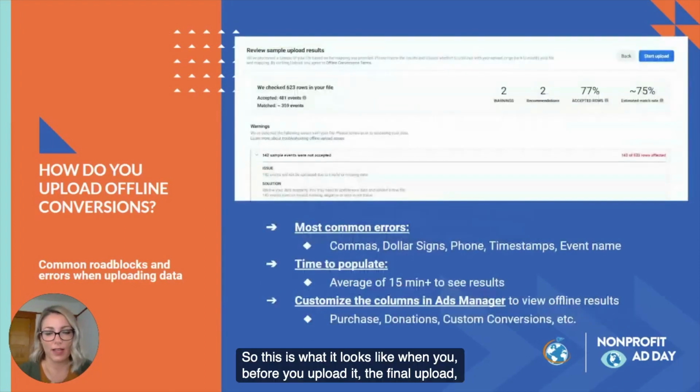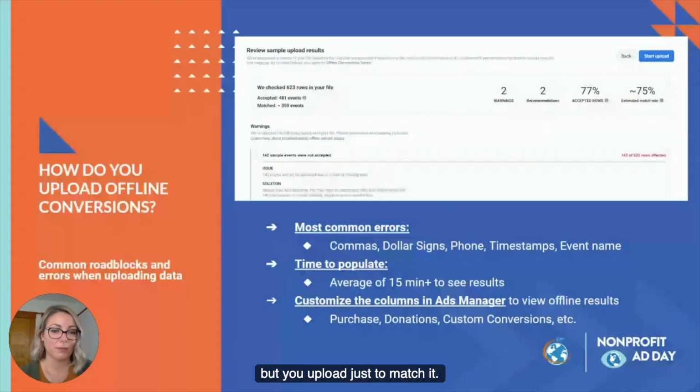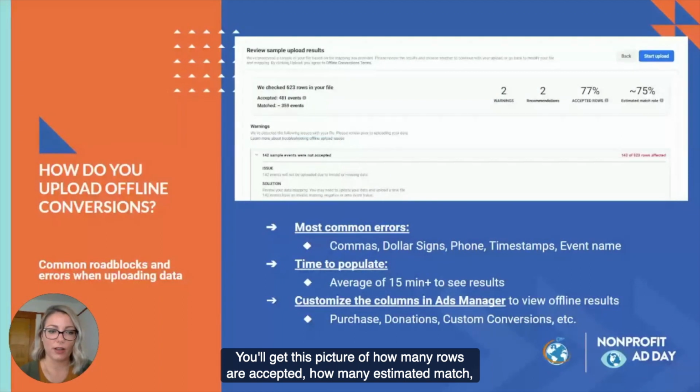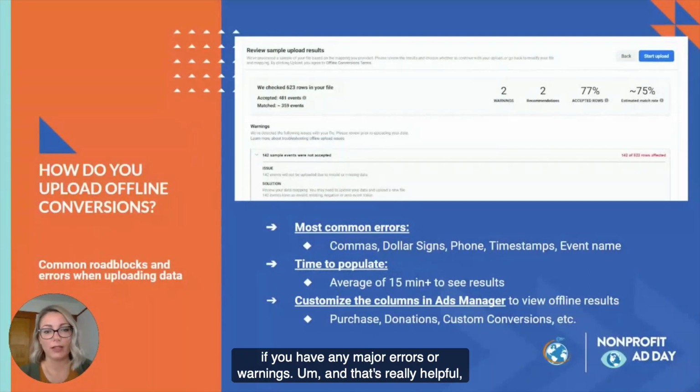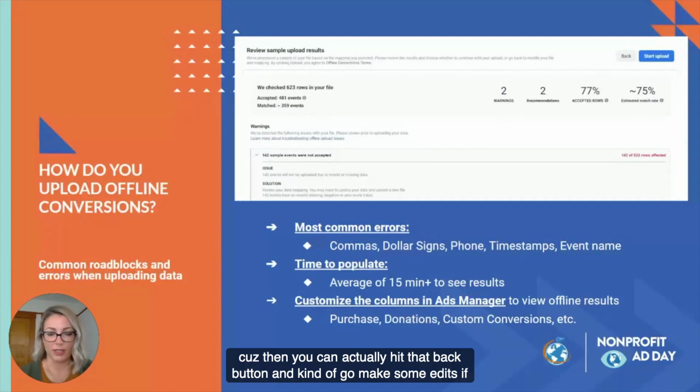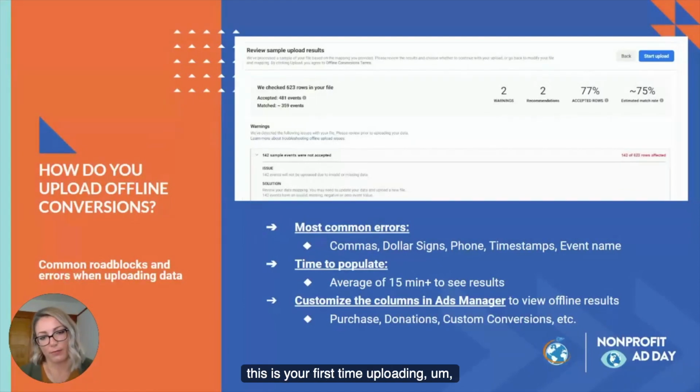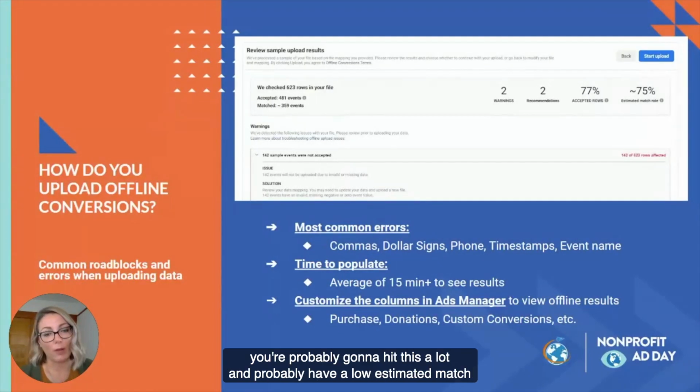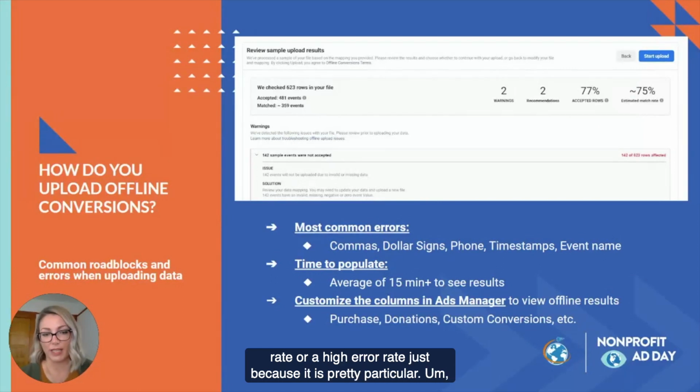So this is what it looks like before the final upload, when you upload just to match it. You'll get this picture of how many rows are accepted, how many estimated match, if you have any major errors or warnings. And that's really helpful because then you can actually hit that back button and go make some edits. If this is your first time uploading, you're probably going to have a low estimated match rate or a high error rate just because it is pretty particular.